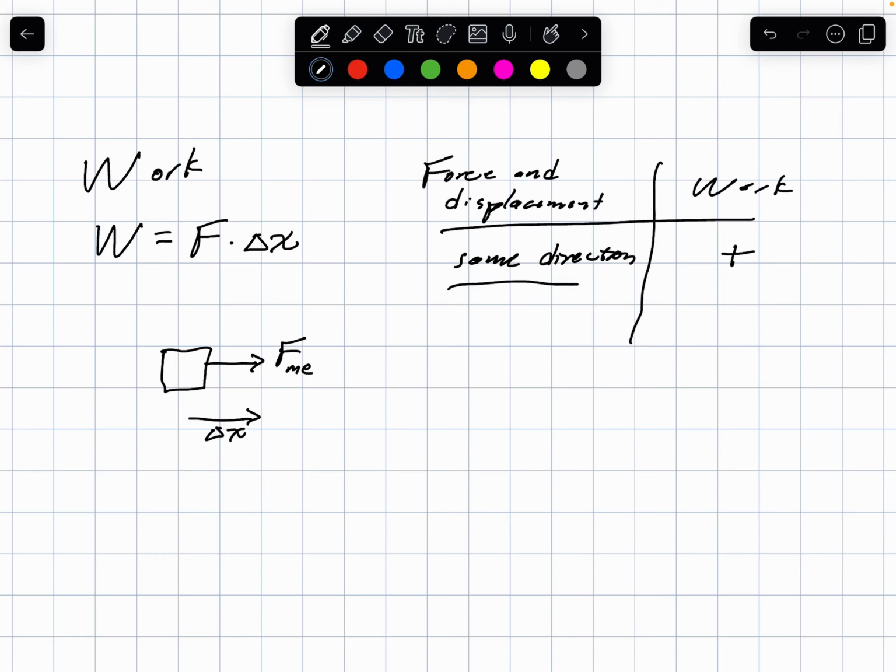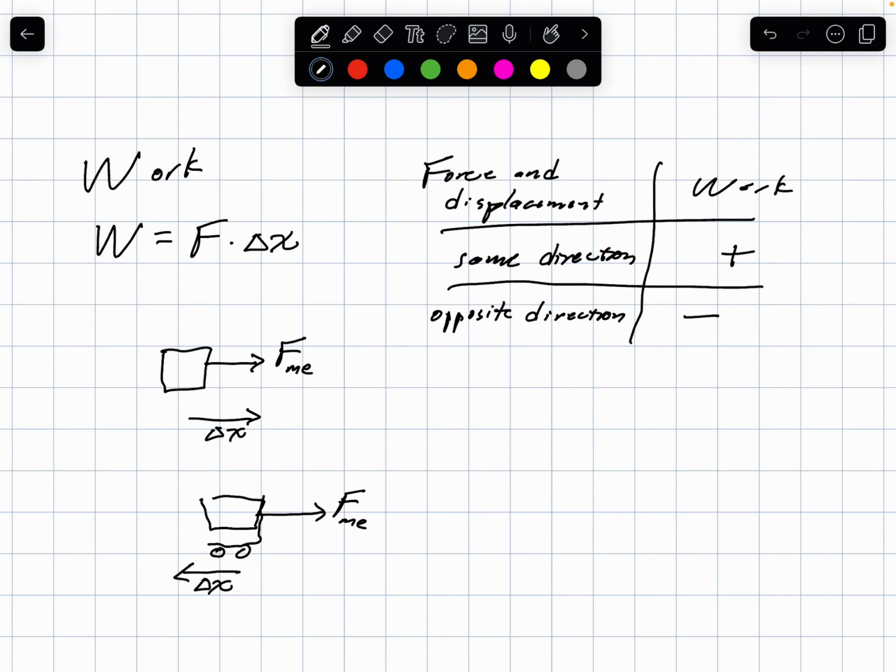Right. Now, if a cart, let's say it's like a shopping cart, is moving this way, so it has displacement in that direction, and I'm pushing it this way, I'm stopping it. Say it's a heavy shopping cart full of groceries or something. Then in that case, if the force and displacement are in the opposite directions, then the work is negative.